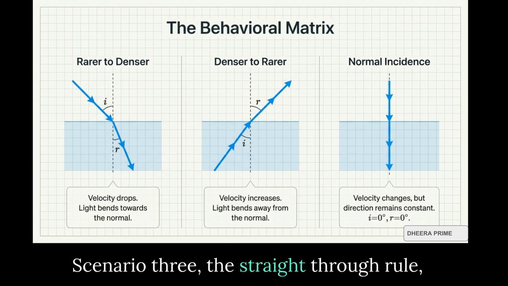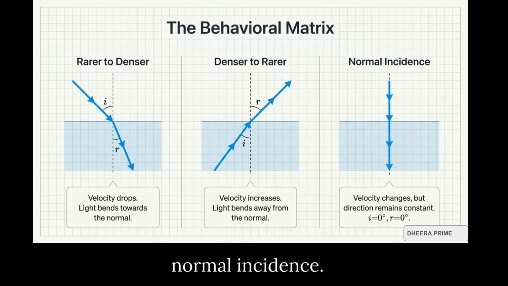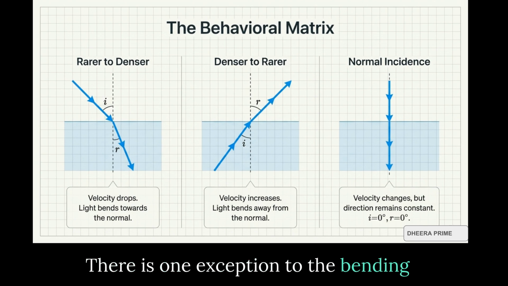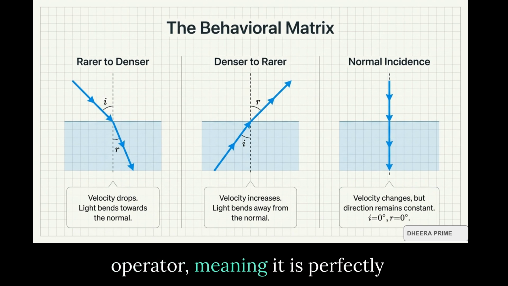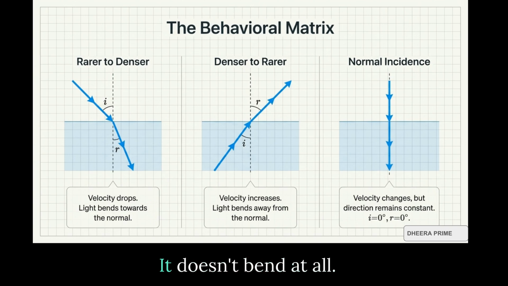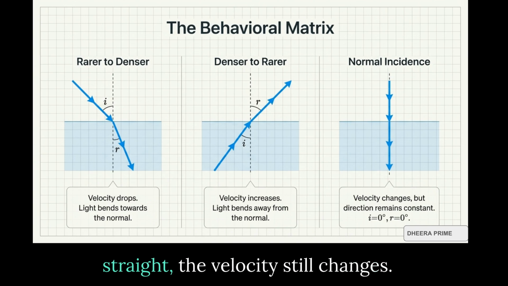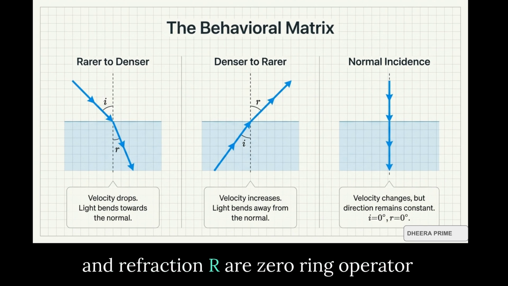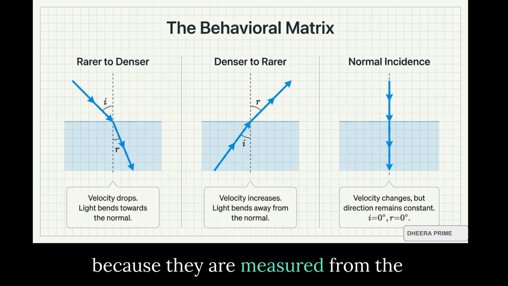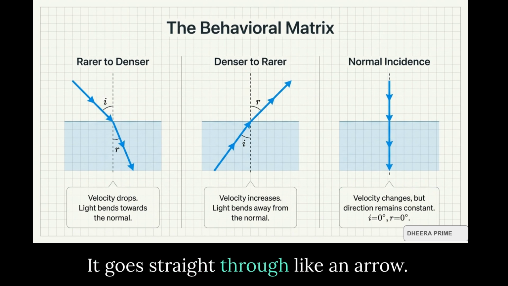Scenario 3. The straight-through rule. Normal incidence. There is one exception to the bending rule. If light hits the boundary exactly at 90°, meaning it is perfectly perpendicular, it doesn't bend at all. The catch. Even though the direction stays perfectly straight, the velocity still changes. The angles, both the angle of incidence I and refraction R, are 0° because they are measured from the normal. It goes straight through like an arrow.